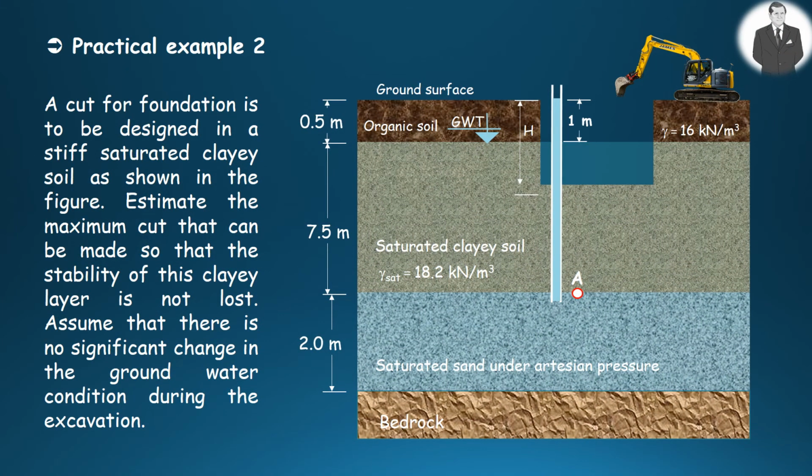Second example: a cut for foundation is to be designed in a stiff saturated clay soil as shown in the figure. Estimate the maximum cut that can be made so that the stability of this clay layer is not lost. Suppose that there is no significant change in the groundwater condition during excavation.